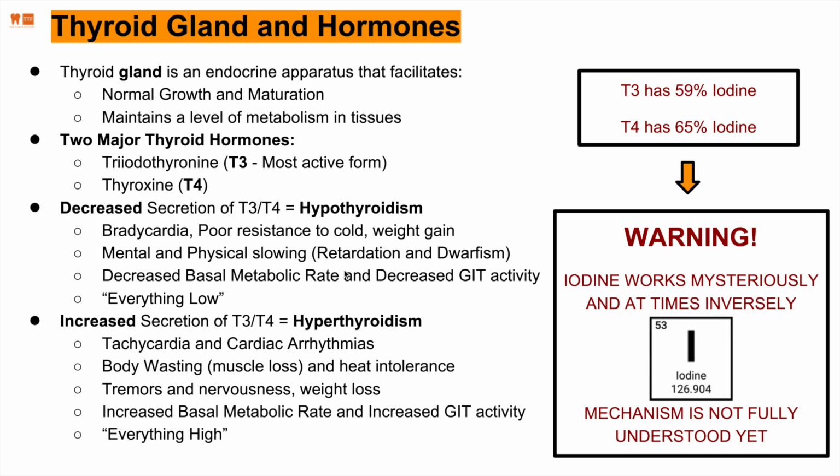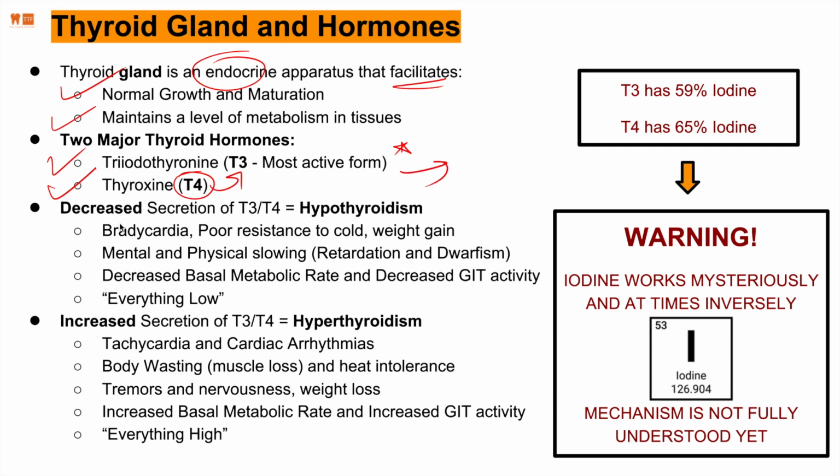Okay. All right, guys. Thyroid gland and hormones. You guys did good. Hypothalamus and pituitary is done. Now we're into thyroid. Thyroid gland is an endocrine apparatus that facilitates two things: normal growth and maturation of the body, and maintains a level of metabolism in the tissue, so in the gut. Two major thyroid hormones: triiodothyronine, which is T3, most active form, and thyroxine, which is T4, and it roams around in the blood before it turns into T3 and then acts.